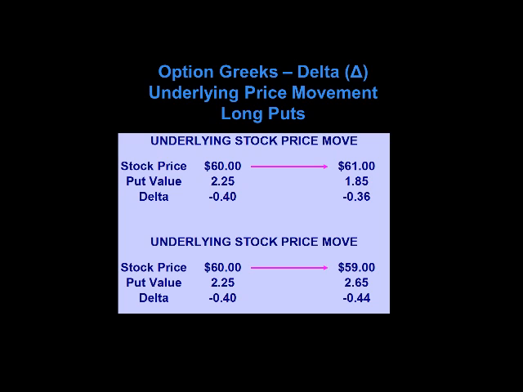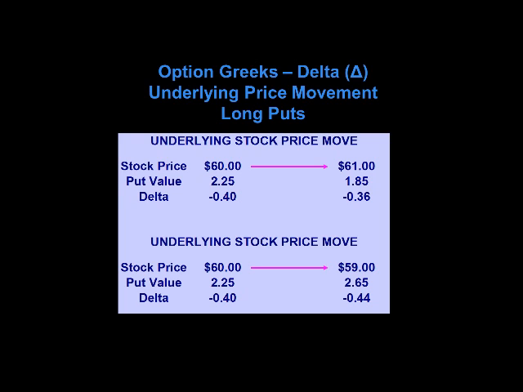And if it moves against you, you lose money. But you start losing money at a rate that decelerates. So you lose money at a decelerating rate if it moves against you. That's the best of both worlds, right? So when you're long options, it's a good thing. It's a real good thing.